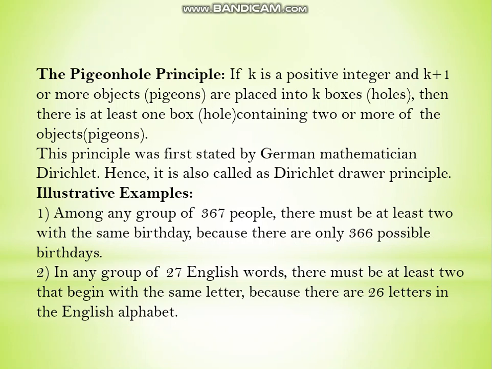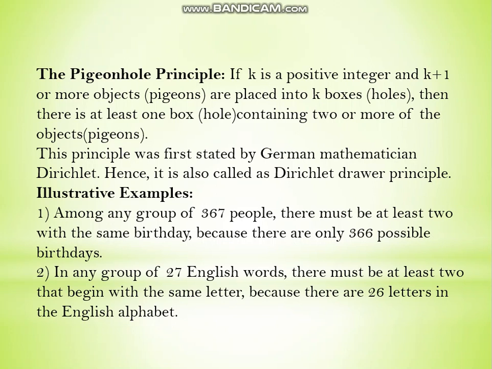Let us see the example, how we are going to apply the principle. Since it looks very simple and it looks very obvious, but let us see how we are going to apply this on the situation. Now let us see the first example. Among any group of 367 people, there must be at least 2 with the same birthday because there are only 366 possible birthdays. So here, just think about the boxes and think about the objects.